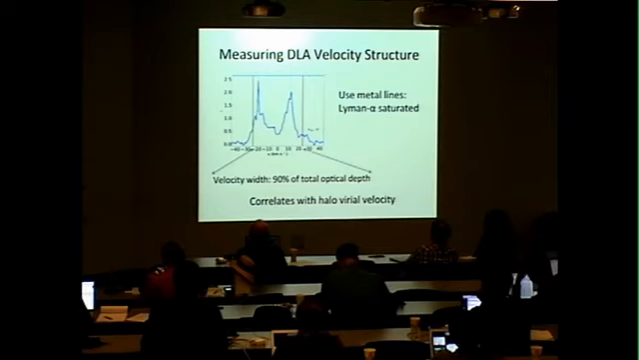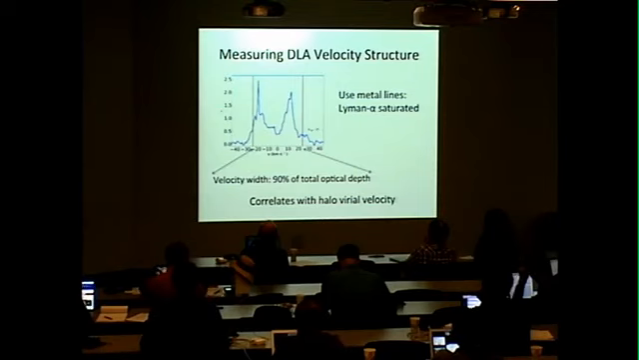And the rough size of the absorber will be the region given by 90% of the integrated optical depth. And this will somehow correlate with the halo virial velocity. At the moment, I'm just going to assert that it correlates with the halo virial velocity. I'll come back to that later, and I'll show you that it does.